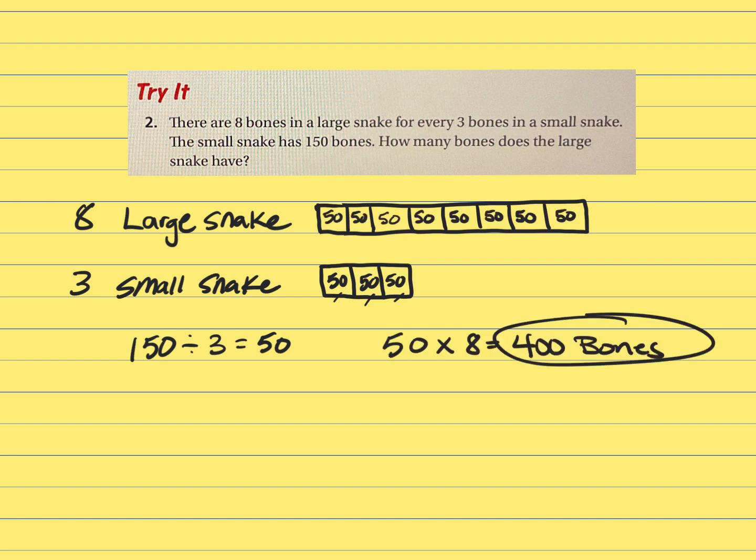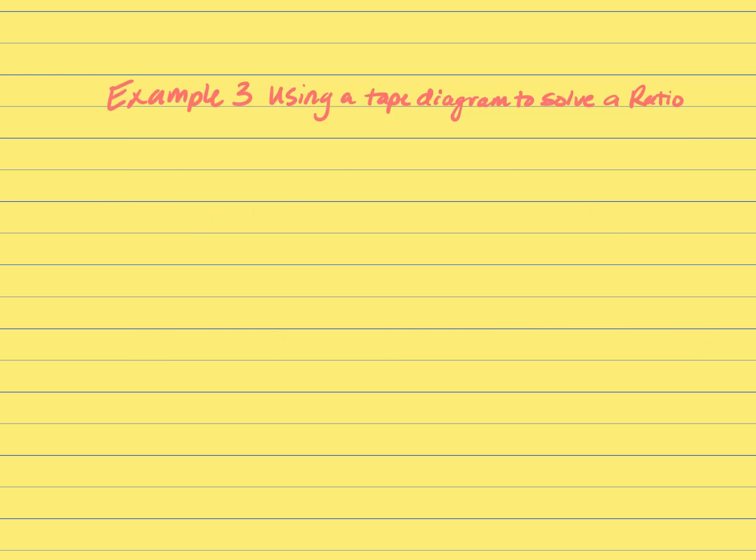You should have come up with each piece of the tape diagram equals 50. 50 times 8, because there's 8 things here, right? 50 times 8 is 400. So how many bones does a large snake have? It has 400 bones because the ratio tells us it's an 8 to 3 ratio.